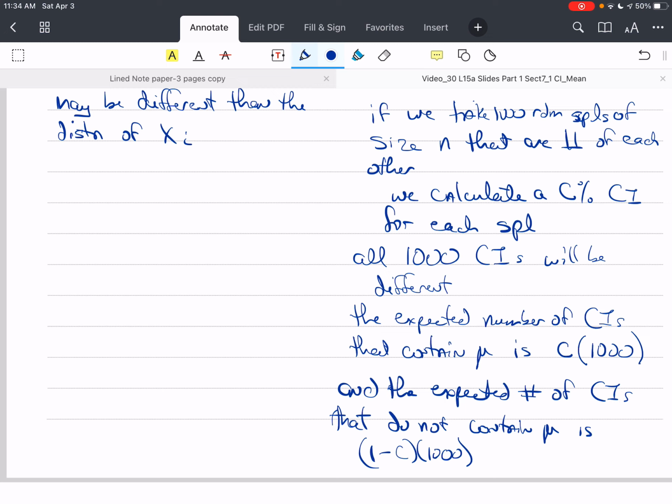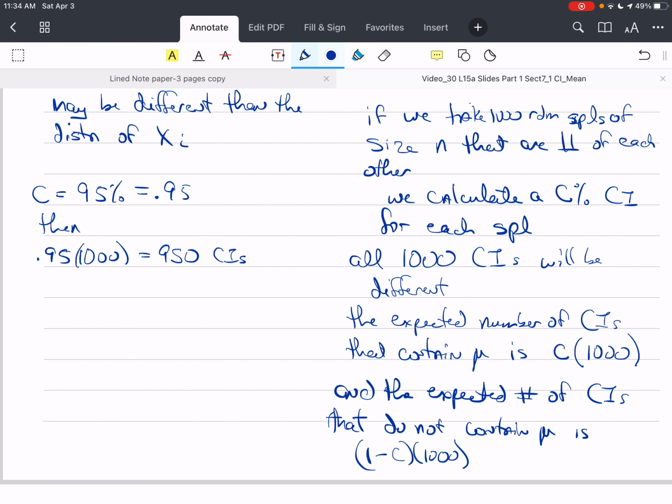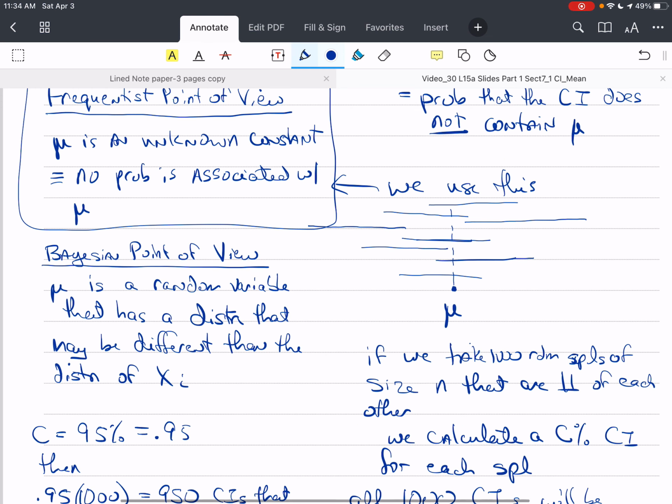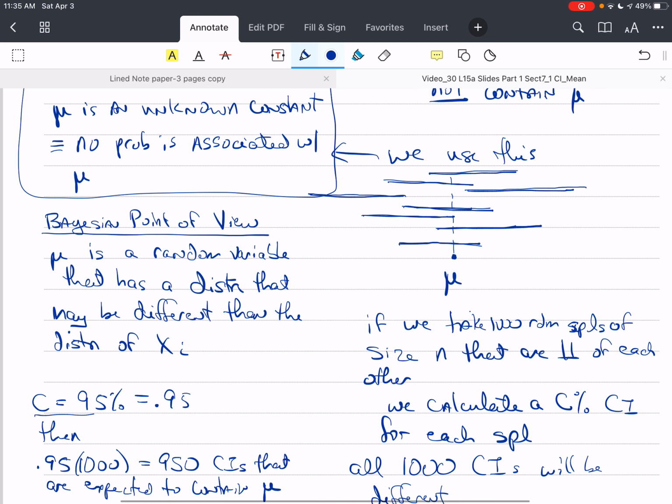So let's do an example here. Let's say that C is equal to 95%, which is 0.95. Then 0.95 times 1,000 equals 950 CIs that are expected to contain mu. Somewhere in there, this CI covers this region, this covers this region, and so on. And so the probability that the CI covers mu is C, which is in this case 95%.